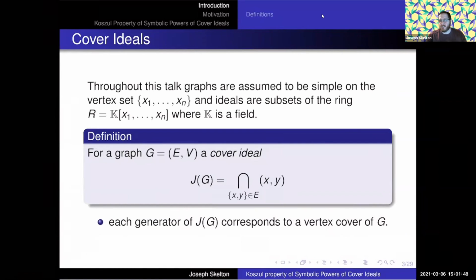A cover ideal in general is a really basic definition. Just take any edge of your graph, make the two vertices of that edge an ideal, and then intersect all of those ideals. And that's your cover ideal. It's called a cover ideal because each generator of this ideal associates to a vertex cover.